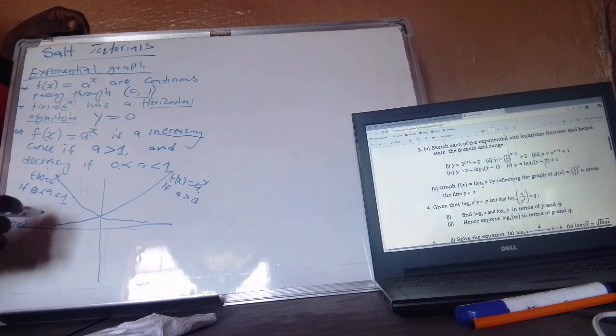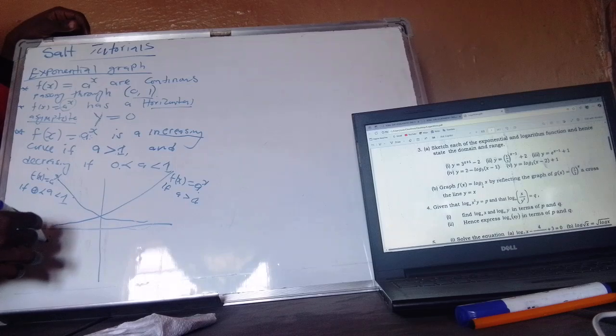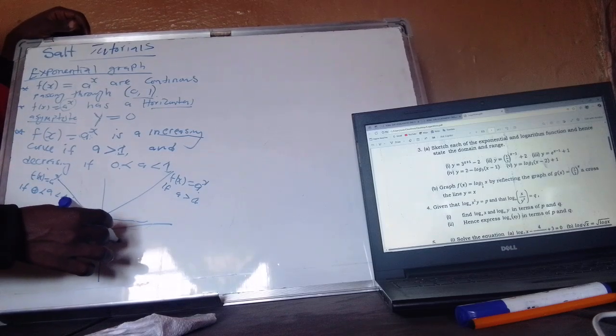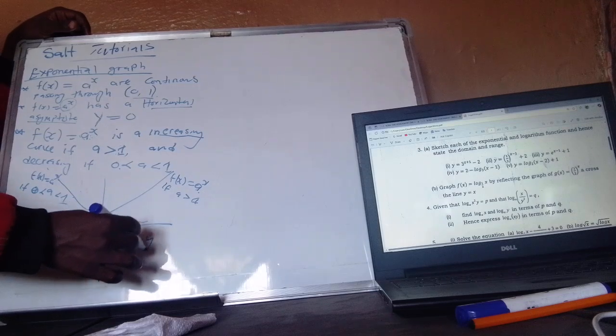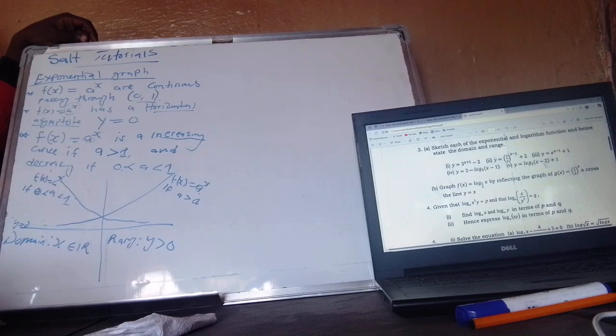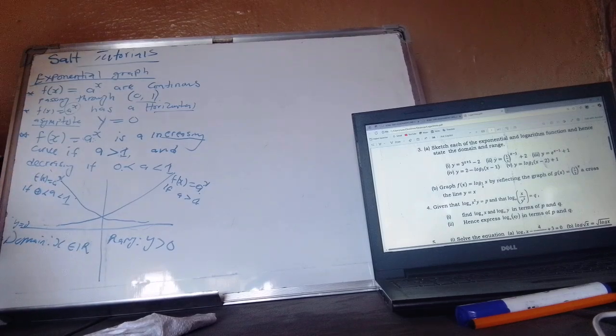So basically, the domain here is x being all real numbers. But for the range, we're just talking about y being greater than 0. That is what is going to happen. Okay? So now, if this is the case, the question is, how do we sketch an exponential function?